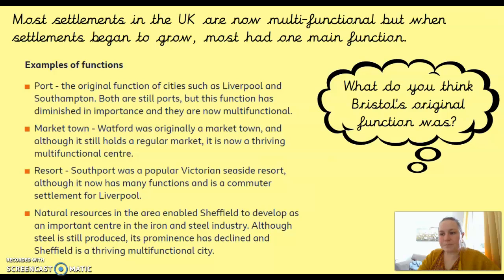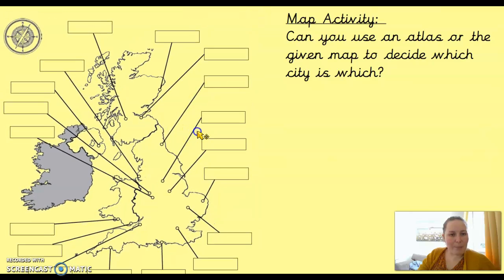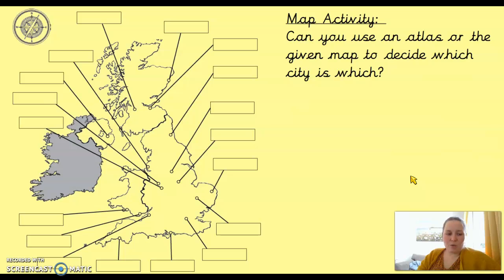So we're going to start with a relatively quick map activity. And I would like you to either use an atlas if you've got one at home, or you could look it up online, or you can use the given map that I've given you that's got lots of cities marked on. Can you work out what these cities are? Just give yourself 5 minutes, 10 minutes, see how many you can get and come back.